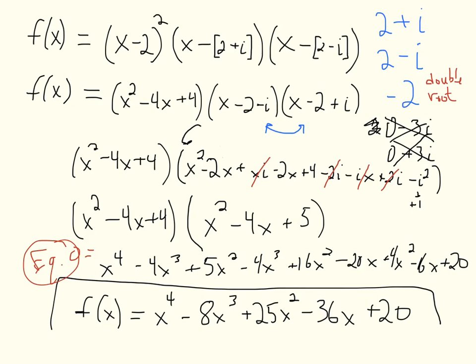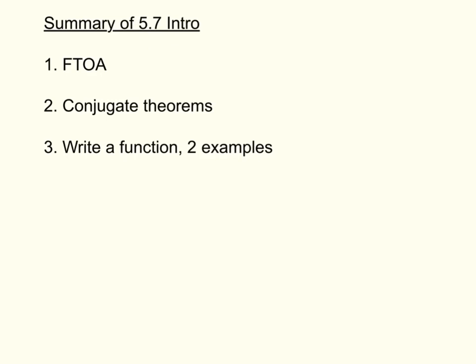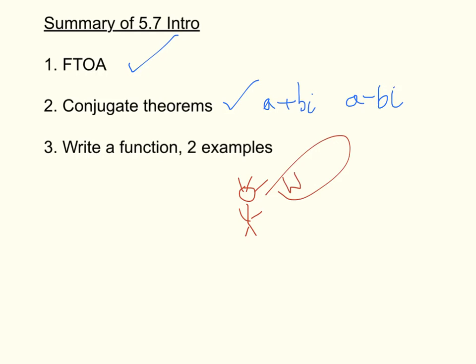Now let's summarize what we did. First, we recapped the fundamental theorem of algebra, and saw how we can rewrite polynomial functions using the (x - r1)(x - r2), etc. format. We saw a couple of conjugate theorems that tell us more information about roots and zeros when we're given certain information. If a plus bi is a root, then a minus bi is also a root, or a zero if you're talking about functions. And then lastly, we saw how to write functions when we were given some information, working backwards from what we normally do of finding the roots. So that's a summary of 5.7.